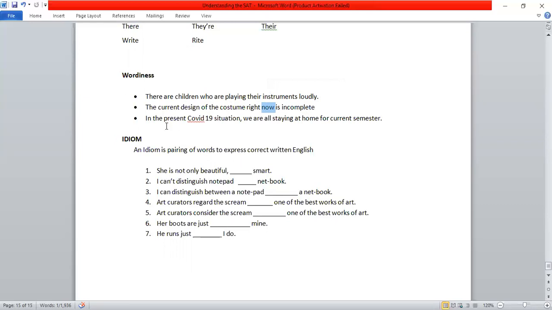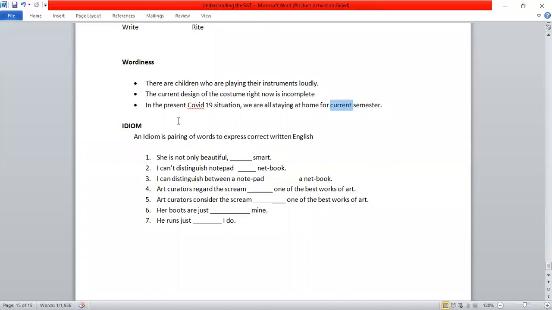Next one. In the present COVID-19 situation, we are all staying at home for the current semester. This is something many of my students ask me about. If the situation is present, then obviously you're doing the current semester at home. Why do you have to repeat it? In the present COVID-19 situation, we are all staying at home for a semester. That's all. We don't need the word current again.